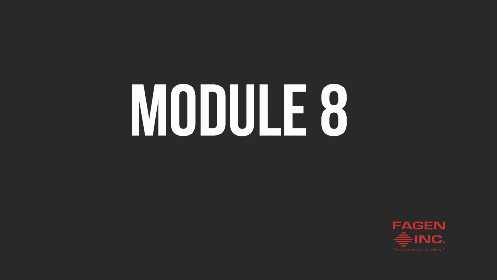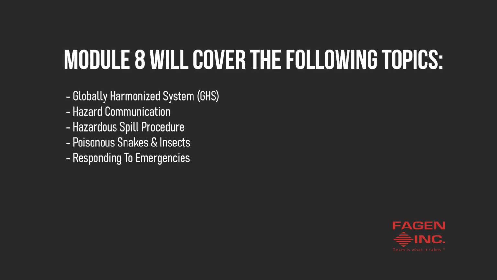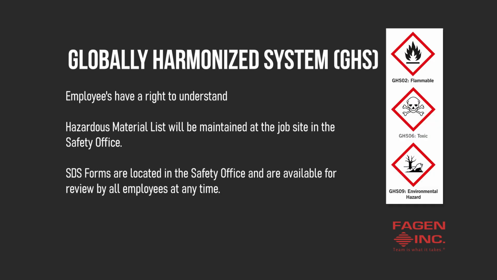Module 8. Module 8 will cover the following topics: globally harmonized system, hazard communication, hazardous spill procedure, poisonous snakes and insects, and responding to emergencies. Employees have a right to understand. Hazardous material lists will be maintained at the job site in the safety office. SDS forms are located in the safety office and are available for review by all employees at any time.